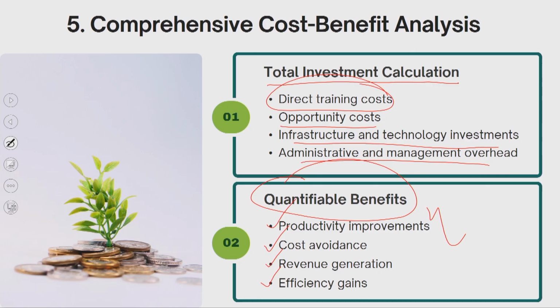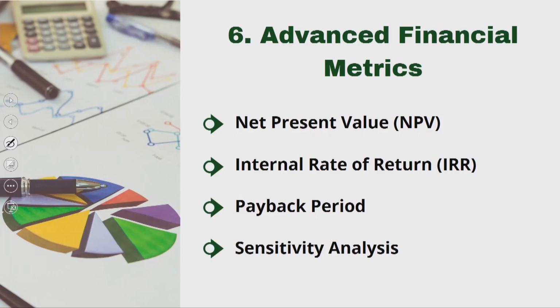This comprehensive approach typically reveals ROI ratios of, let's say, 3:1 to 7:1 for well-designed learning programs, providing compelling business justification for continued investment in employee development while identifying opportunities to optimize both costs and outcomes. Now, we also look into some of the advanced financial metrics.